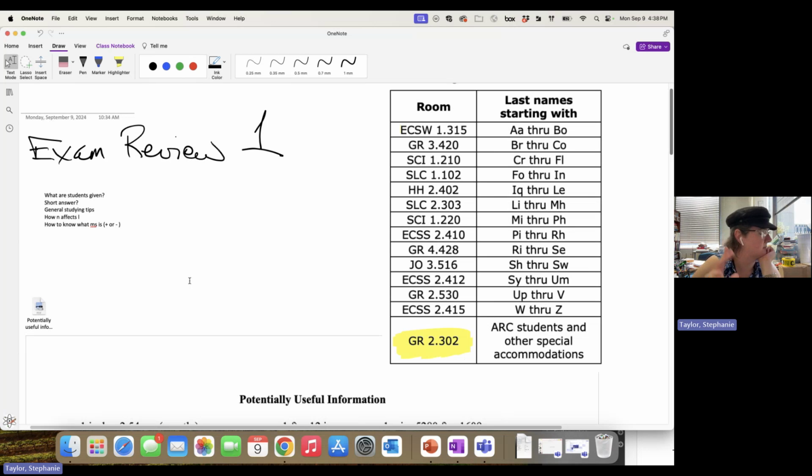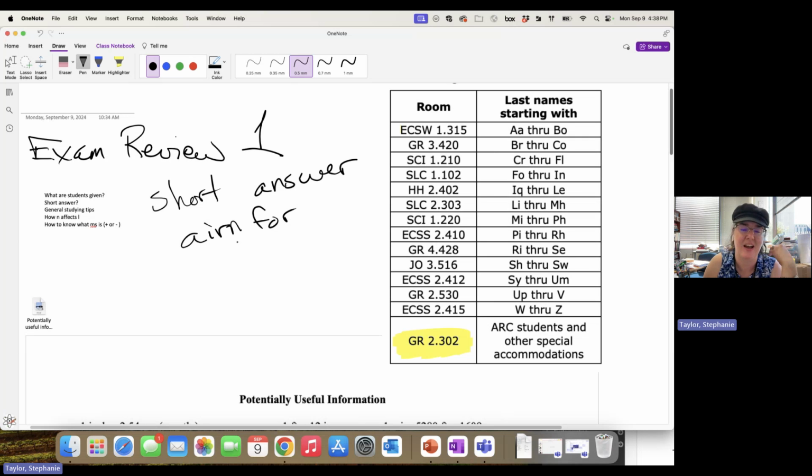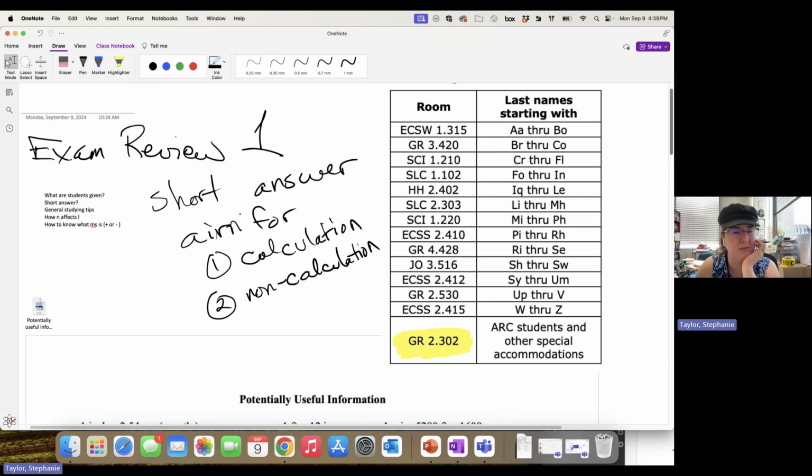Short answer, usually 2 of those. Short answer questions, we aim for 1 calculation and 1 non-calculation. That does not always happen, but that's what we aim for, just because some folks are better at calculations, some folks are better at other things. So we try to do 1 of each. Again, it does not always happen, but that's what we try.